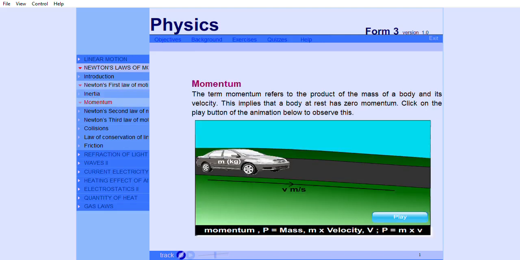Momentum. The term momentum refers to the product of the mass of a body and its velocity. This implies that a body at rest has zero momentum. Click on the play button of the animation below to observe this.